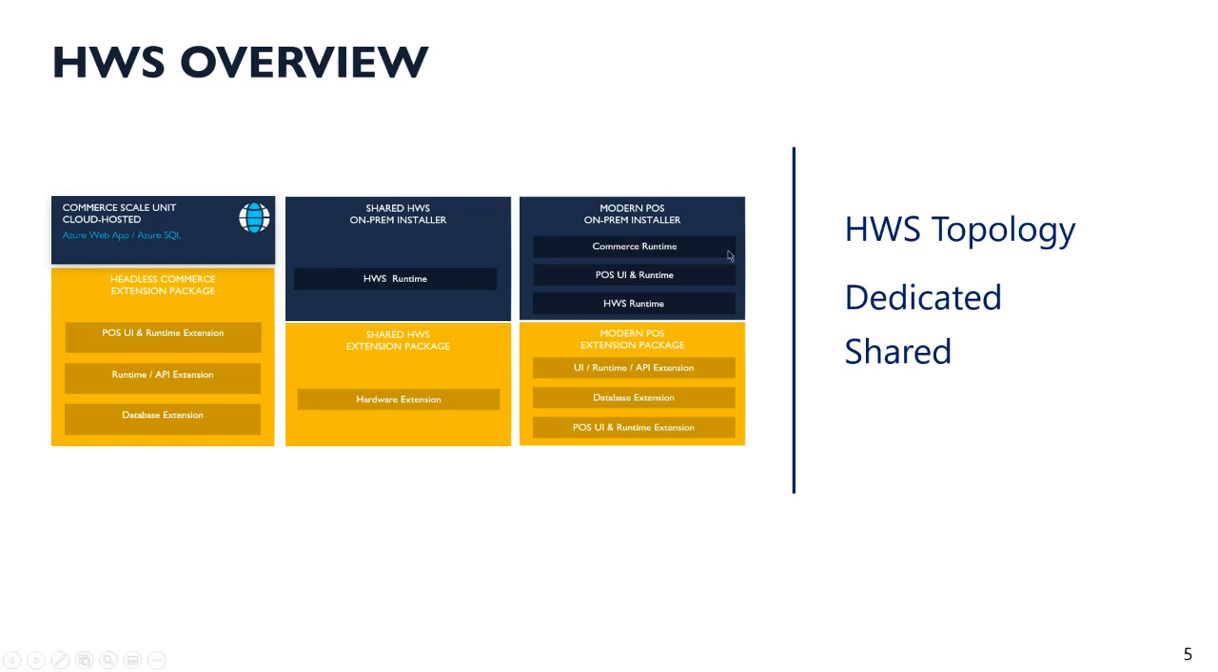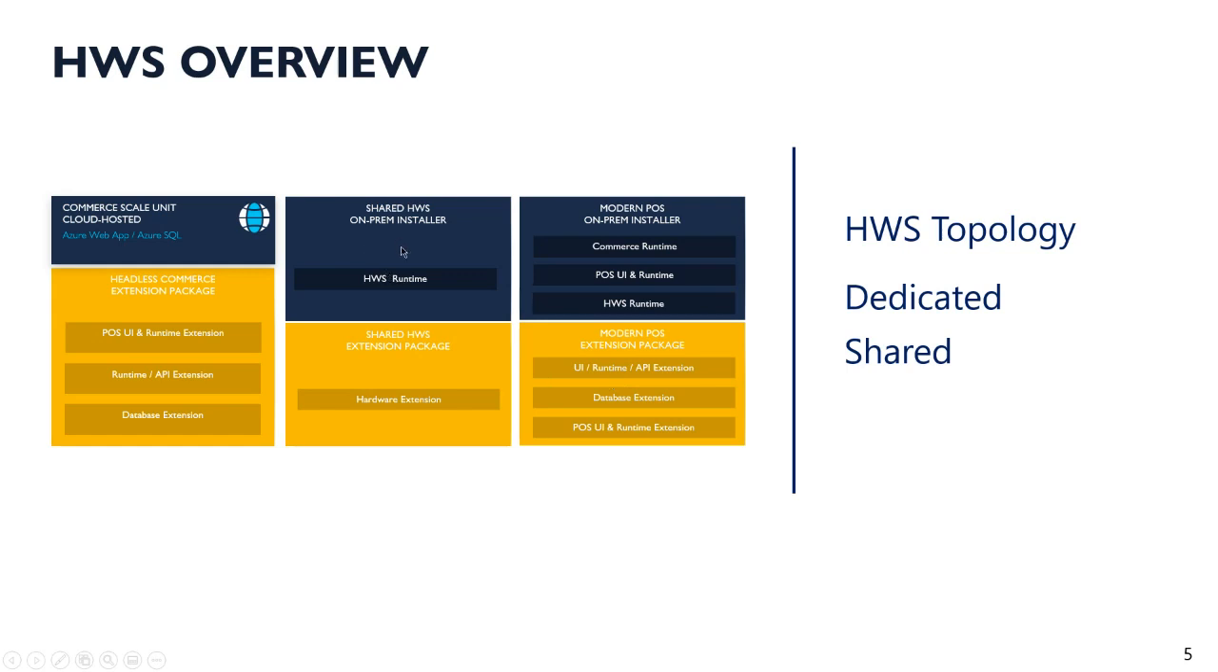If you see on my right side here, there is the modern point of sale on-prem installer, which has the hardware station runtime embedded within it. So you don't have to do anything additional. You just install the modern point of sale, and it knows to use this hardware station runtime within the point of sale, and then it will connect to the right device. This is one type.